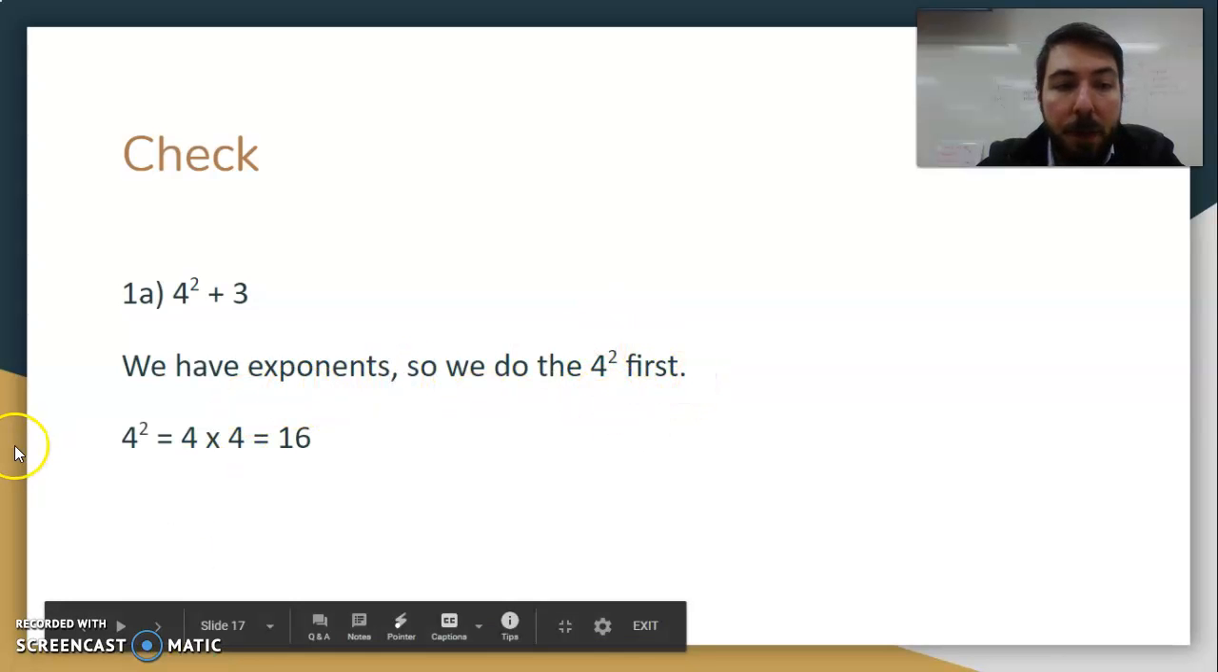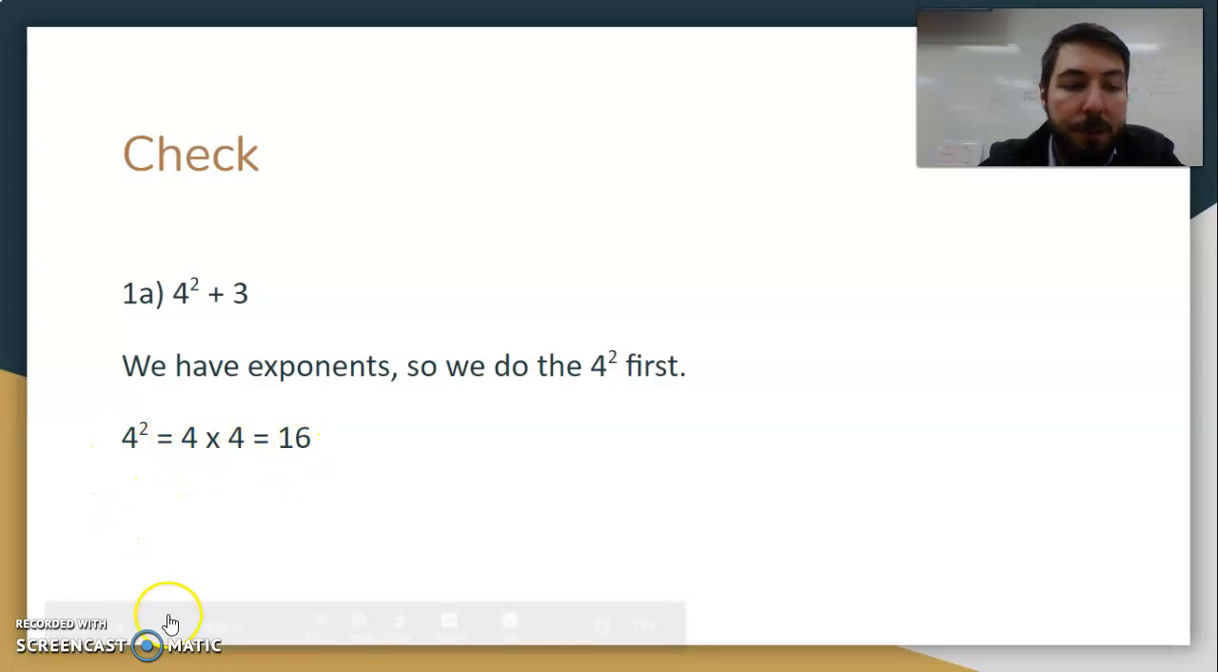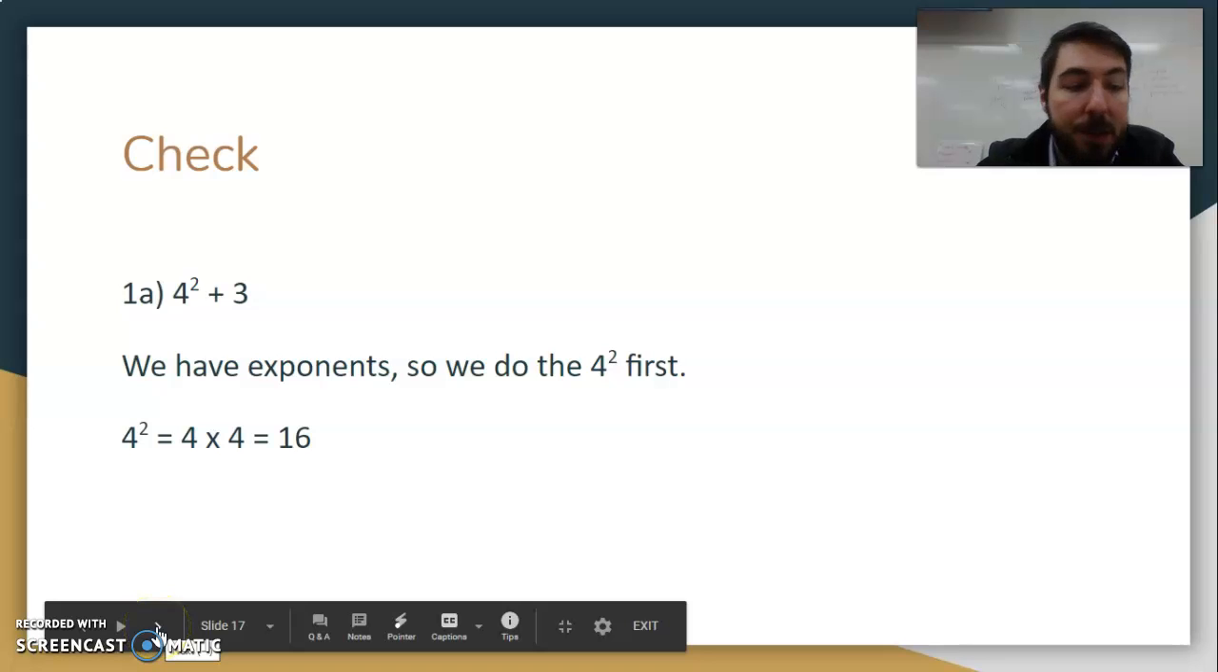So we're going to do 4 to the power of 2, which is 4 times 4, which equals 16. And then we ask, do we have any multiplying or dividing? The answer is no. So we can just finish by adding 16 plus 3 equals 19. Make sure you write this in your notes.